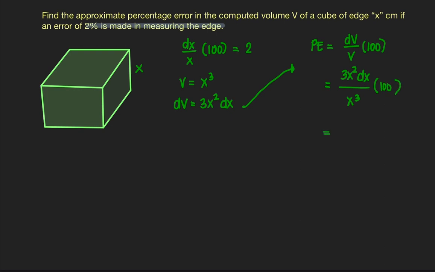Okay? So this would now be equal to 3. And then we can cancel x squared over x cubed, so there would be x left in the denominator. Let's just rewrite this. This is now 3 times dx over x times 100. And as you see, this dx over x times 100 is our error in measuring the edge. So this is now 3 times 2%. So the percentage error in the computed volume is 6%.